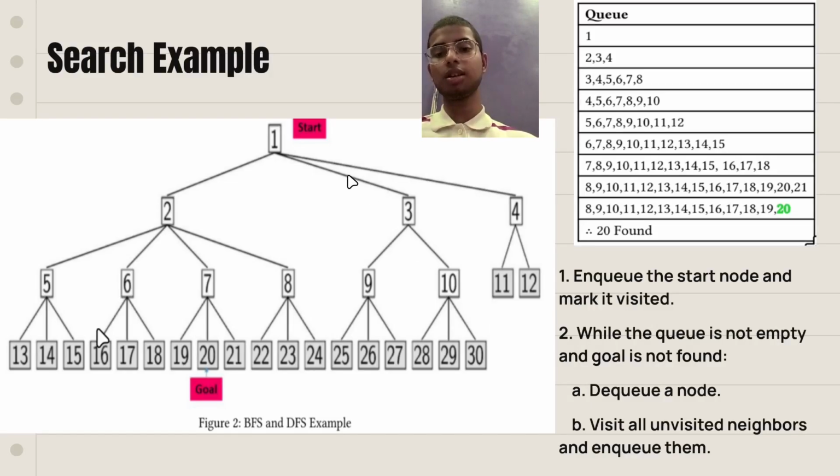We start from the starting node 1 and then we enqueue the first starting node to the queue and mark it as visited.